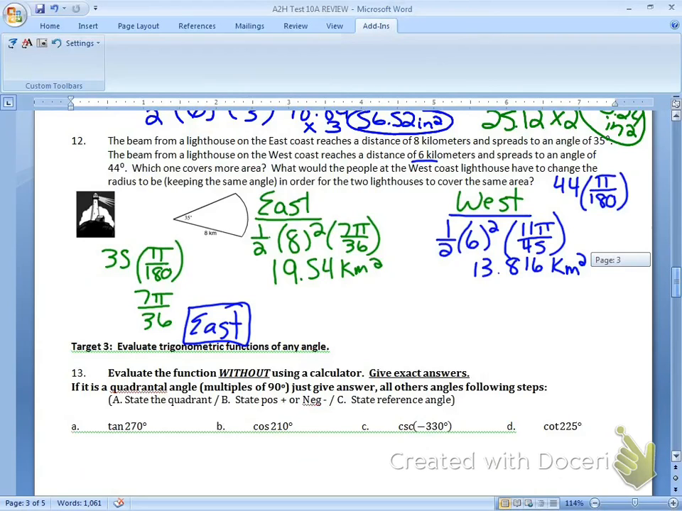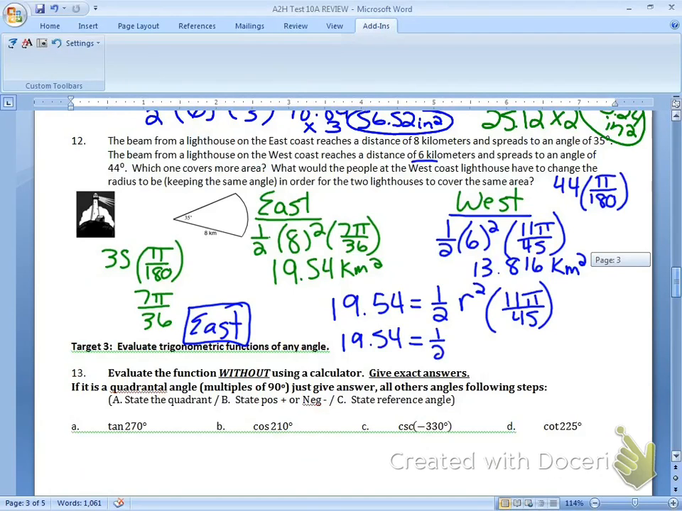Then it asks, what would the people at the West Coast Lighthouse have to change the radius to be, keeping the same angle in order for the 2 lighthouses to cover the same area? So that means we need to change the west, so that means it needs to equal the east. So we're going to do 19.54 equals 1/2. This time we're changing the radius. We don't know what it is, so it's going to be r squared. But we want the angle to be the same, so that's going to be 11 pi over 45. So we have 19.54, and then we just work this out, solving for r squared.